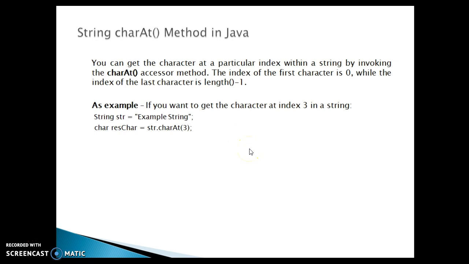If you want to get a character at index 3 in a string called example string, you can call the charAt method on this string and pass the index. Here we are passing the index as 3. As I said, the index starts from 0, so 0, 1, 2 and 3. So the character m at index 3 will be returned to you.